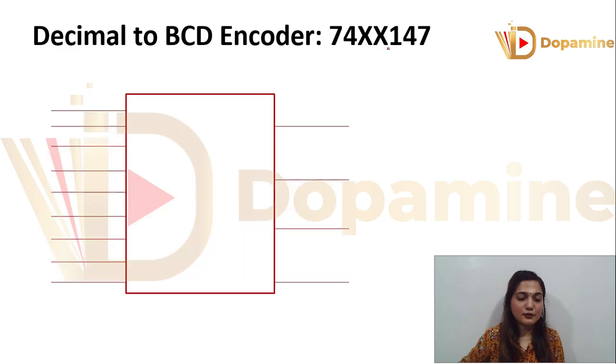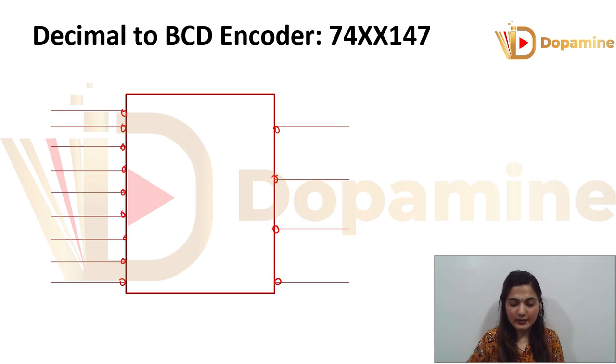coming to the decimal to BCD encoder, and that again a specific type, 74XX147 encoder. So here it is a 9 to 4 encoder. Here we have the 9 input lines and 4 output lines. It is an active low device, so whatever input we are giving in an active low manner, which means 0 is enabling it, right? And if the output is set, which means we are going to get the 0 as the output.